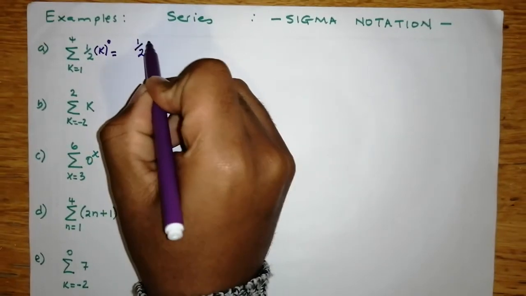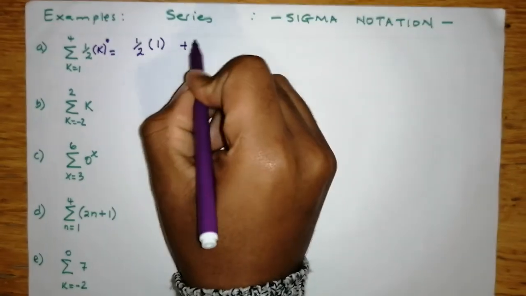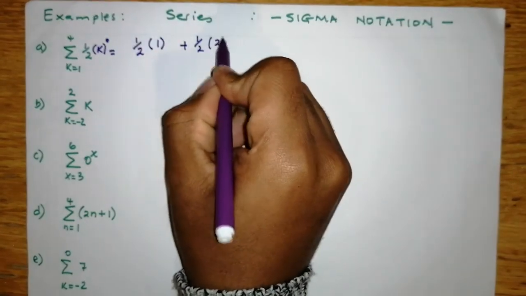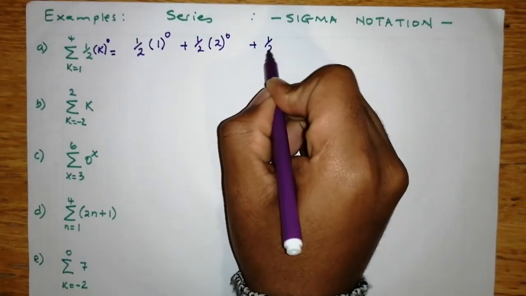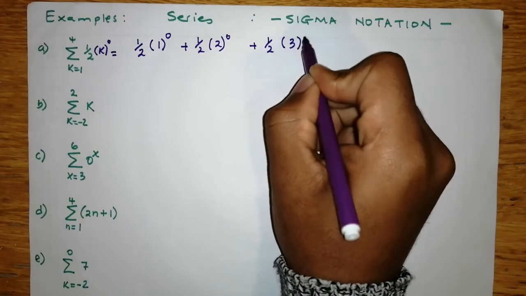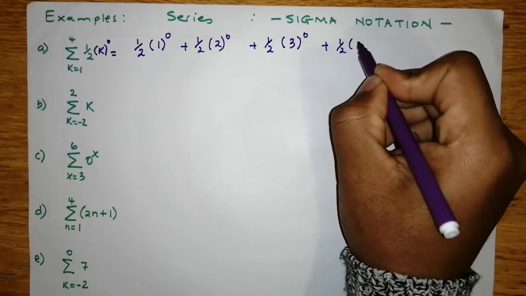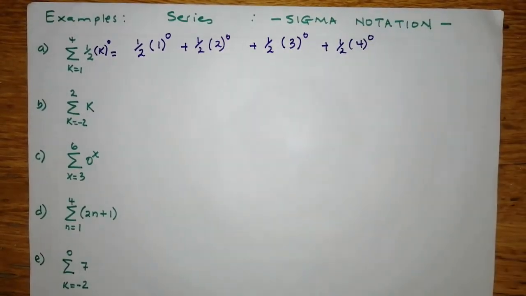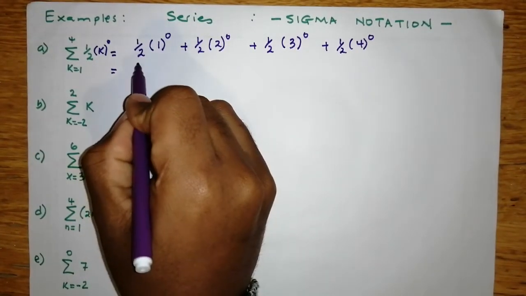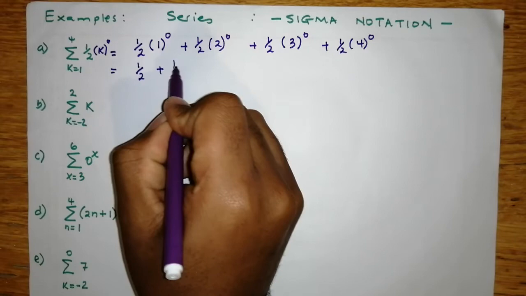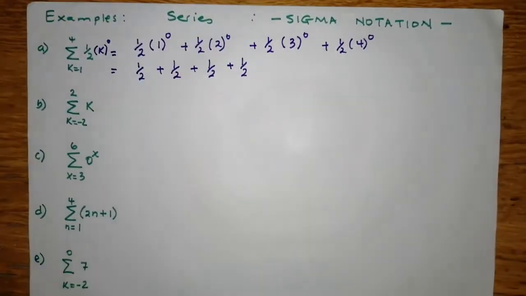my values there. So it's going to be half multiplied by 1 because you are starting at 1, plus half multiplied by 2 to the 0, plus half multiplied by 3 to the 0. Then the last one, plus half multiplied by 4 to the 0. So just look at it, guys. I mean, let's face it. This is the same as 1 over 2 plus 1 over 2 plus 1 over 2 plus 1 over 2.